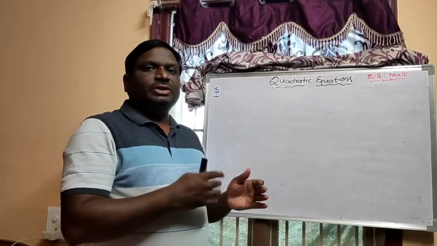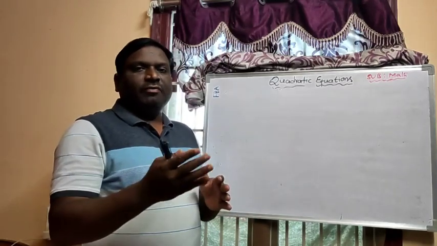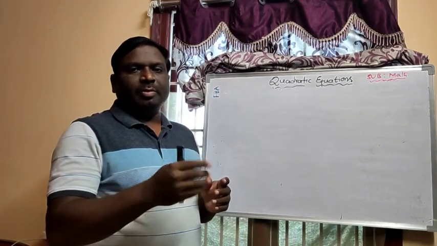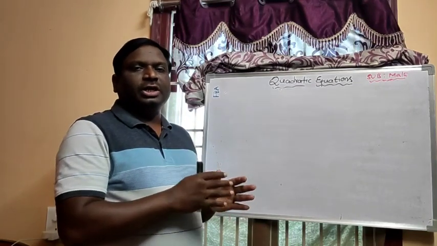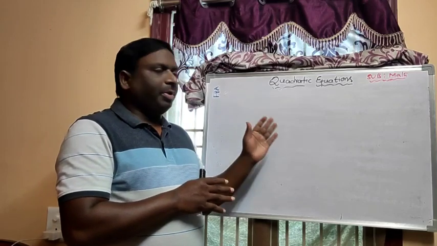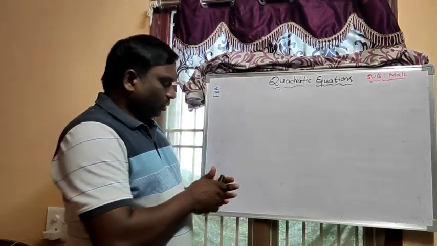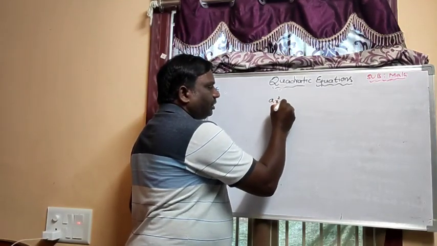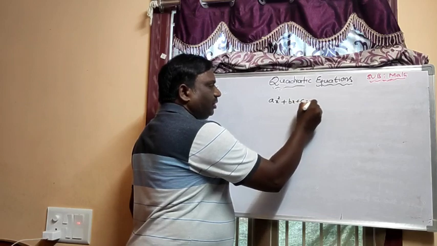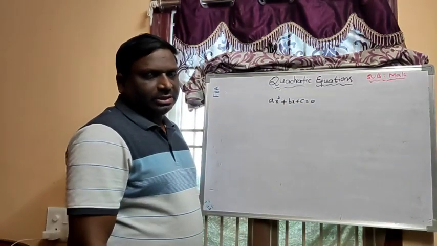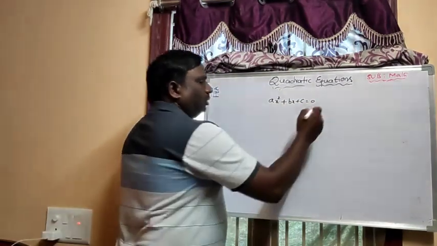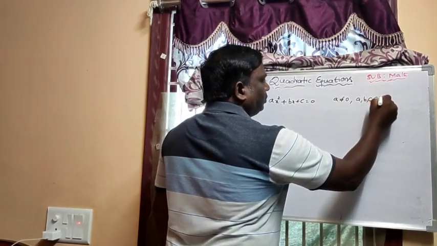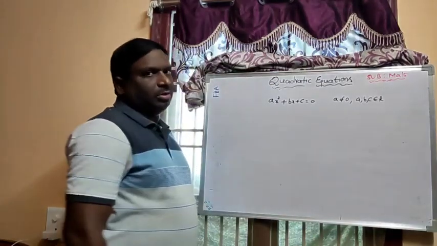The main intent of this completing square method is that the left side of the quadratic equation may be a perfect square. We are making the left side of the quadratic equation a perfect square. So already we know the general form of a quadratic equation. What is the general form of a quadratic equation? ax square plus bx plus c equal to 0, where a is not equal to 0 and a, b, c belong to real numbers or complex numbers.